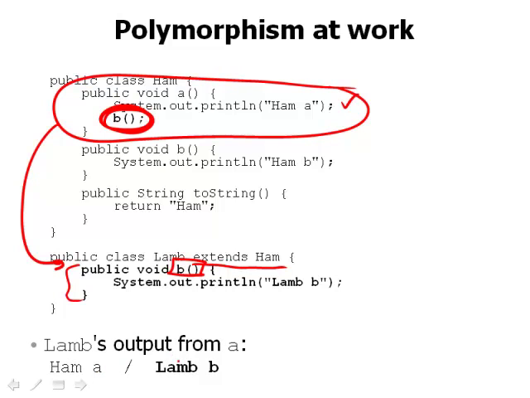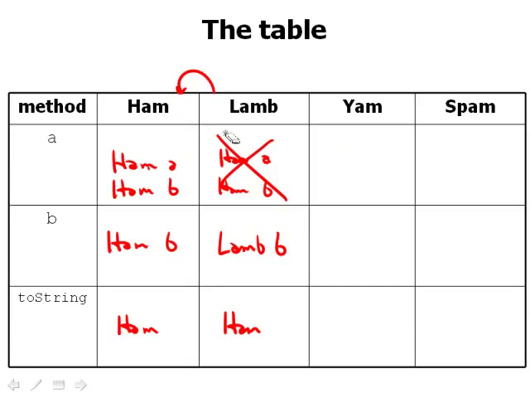So that's an important thing to understand. If a method is making a call to another method and your subclass replaces that other method, then that's going to affect the output that you see. So actually if we go back to our table here, instead of printing ham A, ham B, the output from this call is ham A, lamb B.